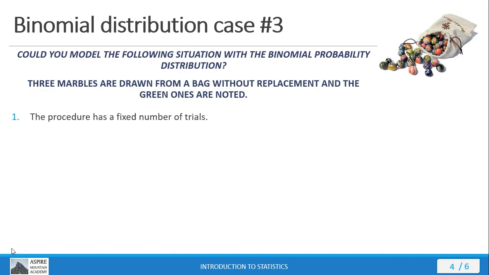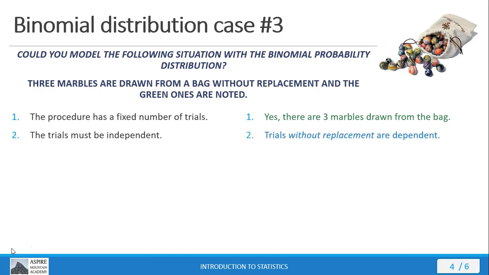Well, here we've got the first requirement. The procedure has a fixed number of trials. And yes, there are 3 marbles drawn from the bag. That's a fixed number. Next, the trials must be independent. And no, we have dependent trials here because the trials are conducted without replacement. That makes them dependent events. So no, this requirement is not met.